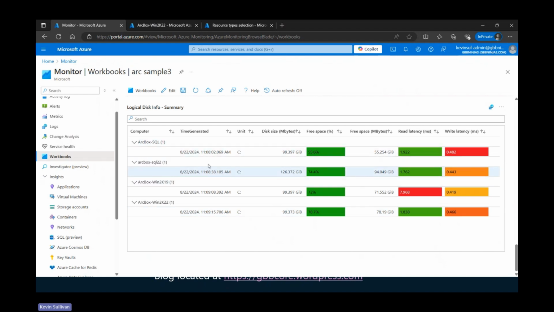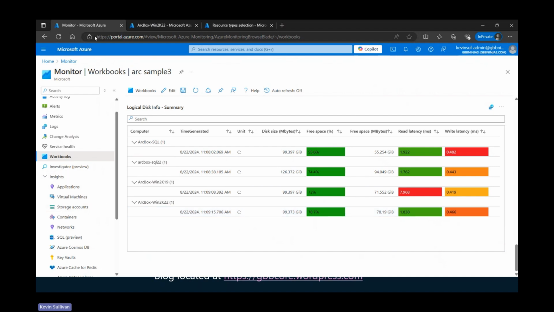Maybe I've got, maybe I didn't know these servers were having disk issues, like they're too busy for their workload, those types of things, right? Again, it's a monitoring tool, and it opens up to your Arc things, your not Azure things as well.